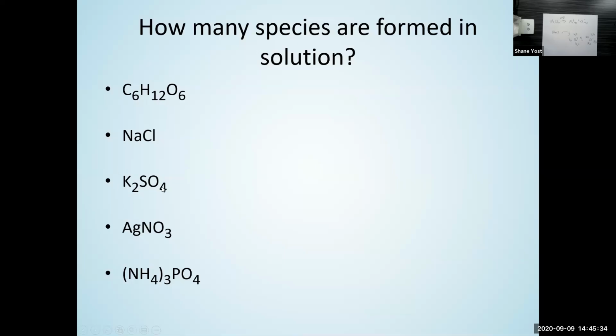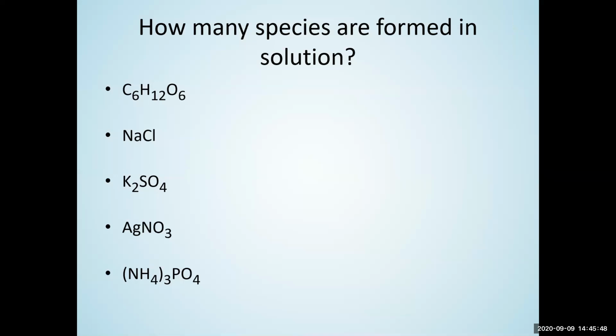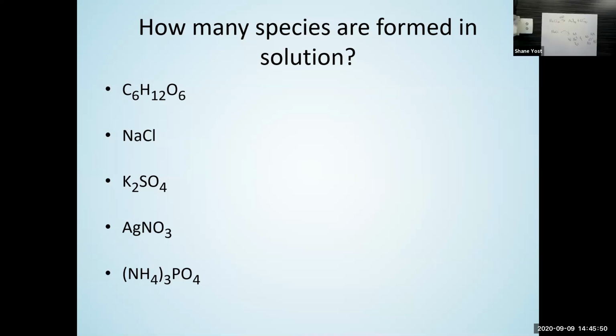So here, K2SO4, if I just take one K2SO4 molecule, how many things get formed in solution? 3, right? So in this case, if you think of unique elements or something like that, I get potassium and sulfate, but I get 2 potassiums in solution, right?